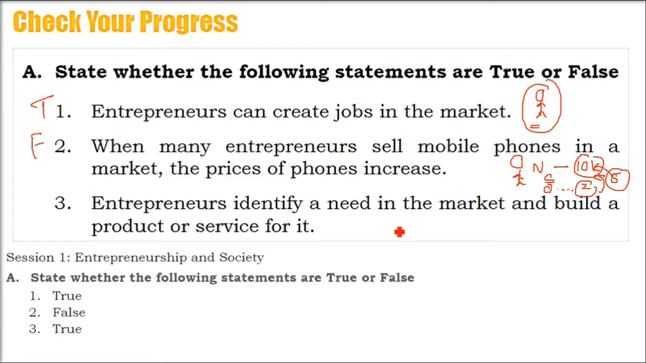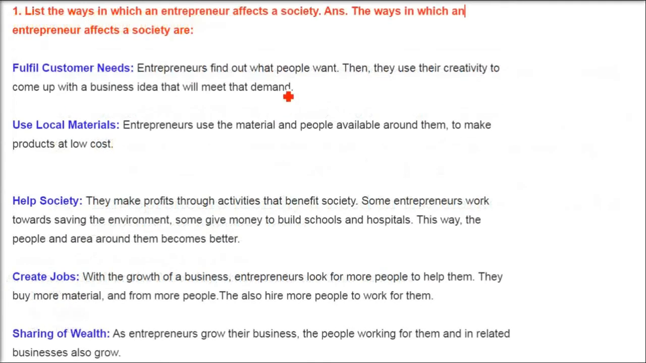Third, an entrepreneur identifies a need in the market and builds a product or service for it. They identify the need and then build the product and services for that. True. So this is a descriptive kind of question. List the ways in which an entrepreneur affects a society. So the answer is, see, an entrepreneur is a person who is doing business, trading, etc.